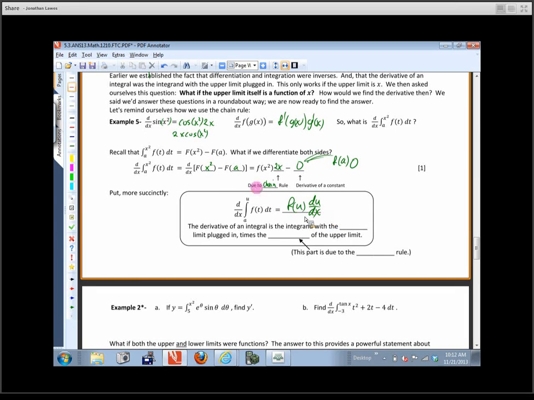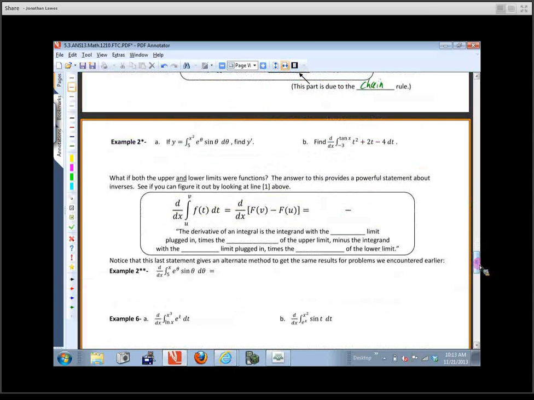So here's how we'd put it in terms of symbolically writing it down. And then if we said it in a phrase, it would be the derivative of the integral is the integrand with the upper limit plugged in times the derivative of the upper limit. And the reason we've got to times it by the derivative of the upper limit is because of the chain rule, because we were plugging a function into a function. This is a composite function right here. So again, that's due to the chain rule.